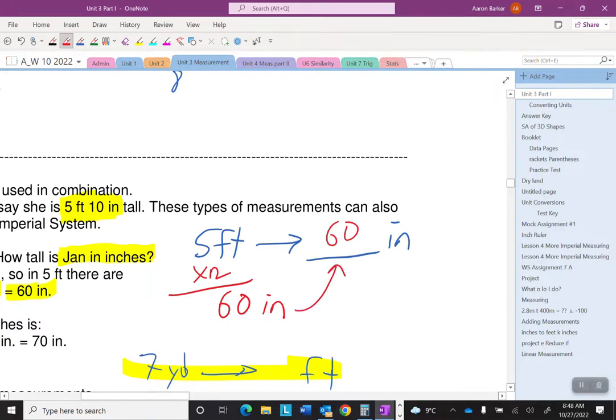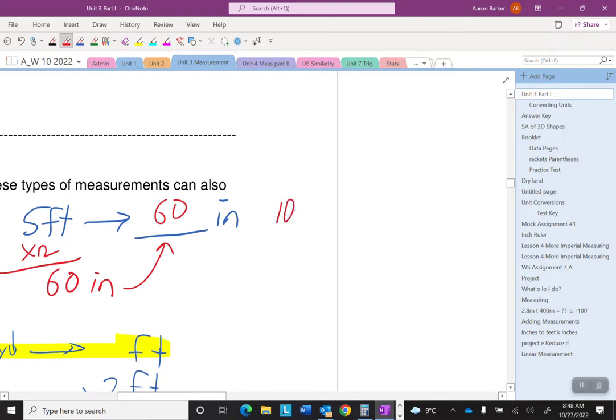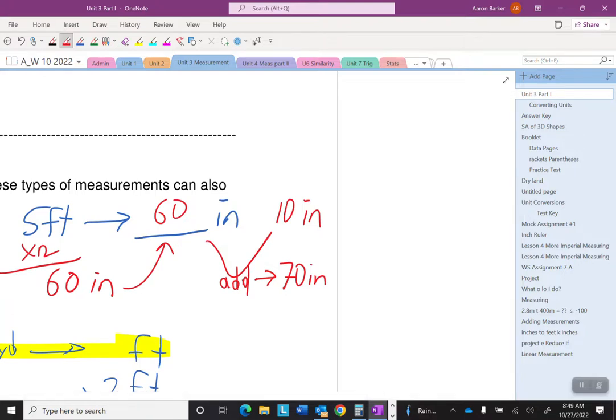So we already have 10 inches as well. Now that you're in inches, you can add them up. And you get a total of 70 inches. So we can say she is 70 inches tall. And now you can decide whether she can go on the ride at the P&E.